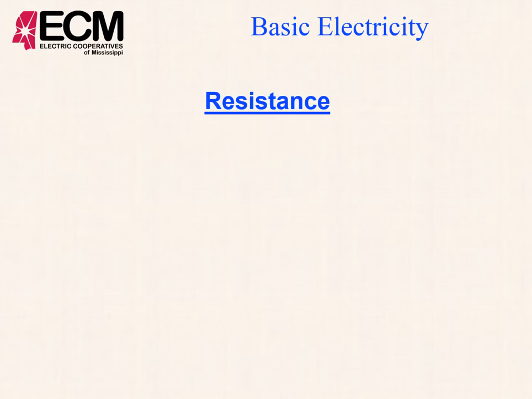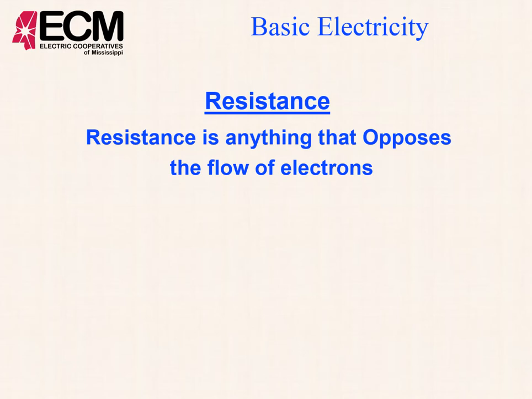Another terminology we need to understand is resistance. What is resistance? Resistance is anything that opposes the flow of electrons. It's a little different than insulation. Insulation is stopping the flow of electrons. Resistance is opposing the flow of electrons. It could be something as simple as not having an adequate number of free electrons, or it could be one of those materials that has no free electrons, but we can put enough pressure on it to pry those electrons away from those protons.